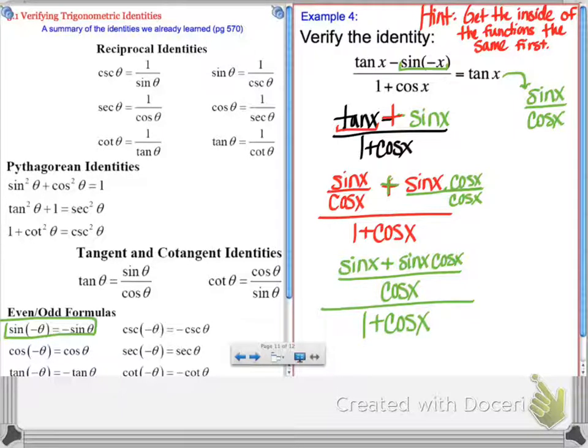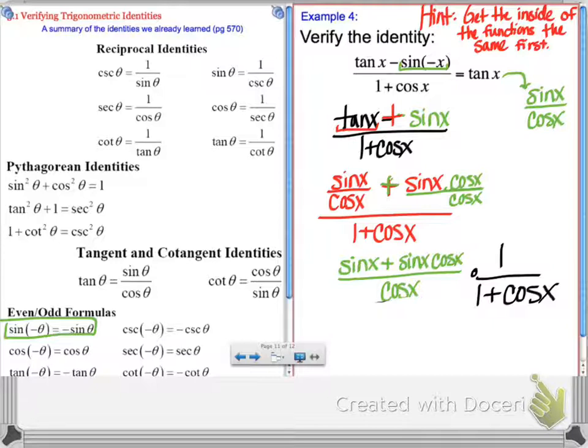So again, this is not very good. I don't want a fraction on top of a fraction. So I'm going to simplify this by remembering that dividing by a number is the same as timesing by the reciprocal. So dividing by 1 plus cosine of x is the same as timesing by 1 over 1 plus cosine of x. Those are equivalent statements. Now this really is multiplying two fractions, which is good.